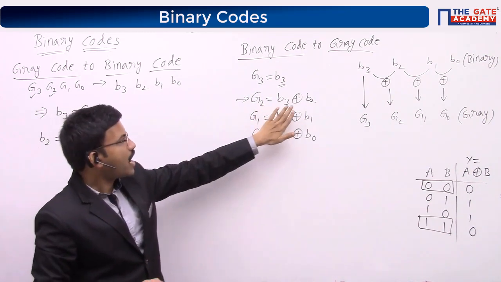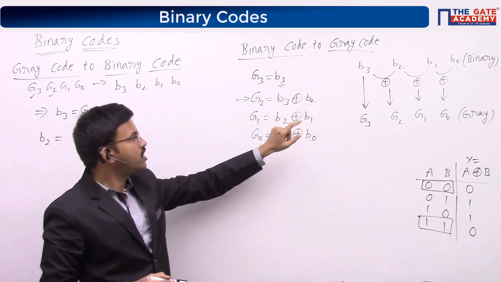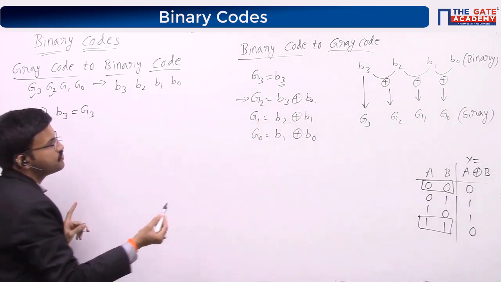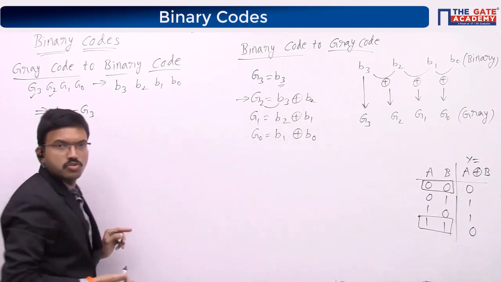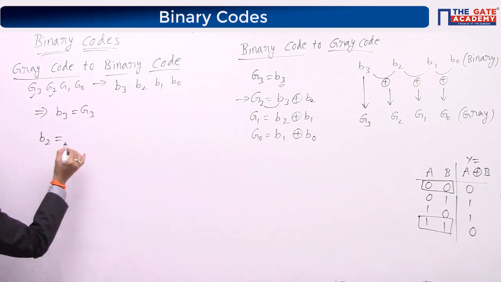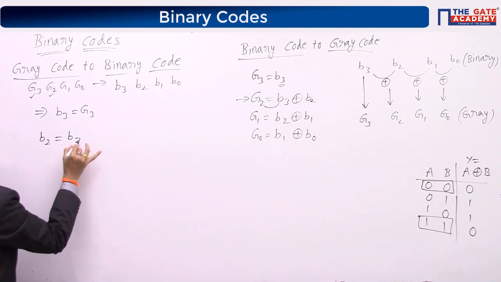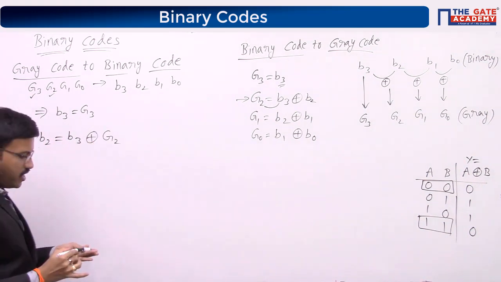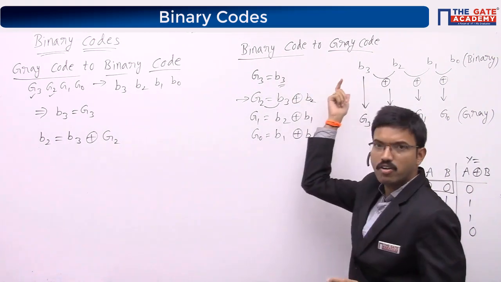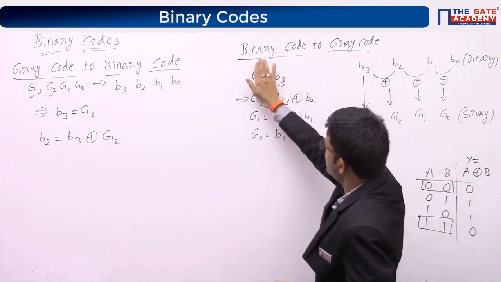So now I will try to eliminate this particular term so that I will get B2 from G2. Here I will do XOR on these two. Let us see whether we are getting B2 or not. So B2 is nothing but B3 XOR G2. Very simple. Previously we had the binary code and then we converted it into gray code. Now we have the gray code.